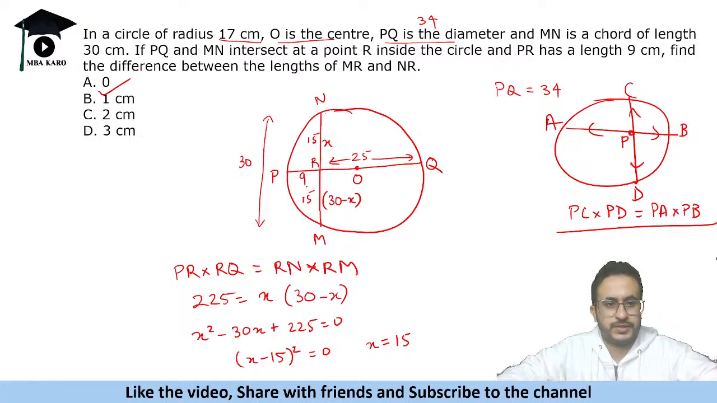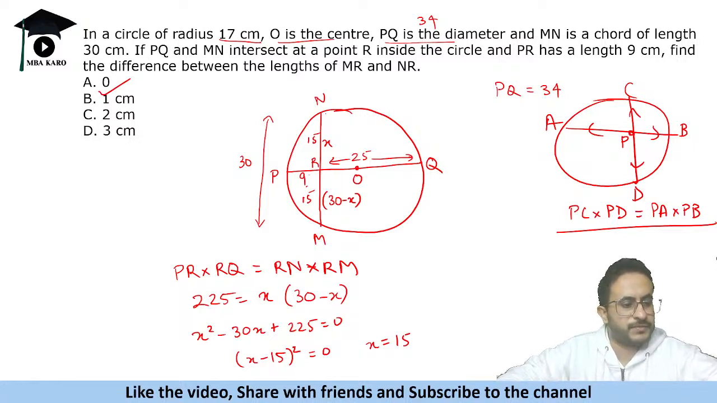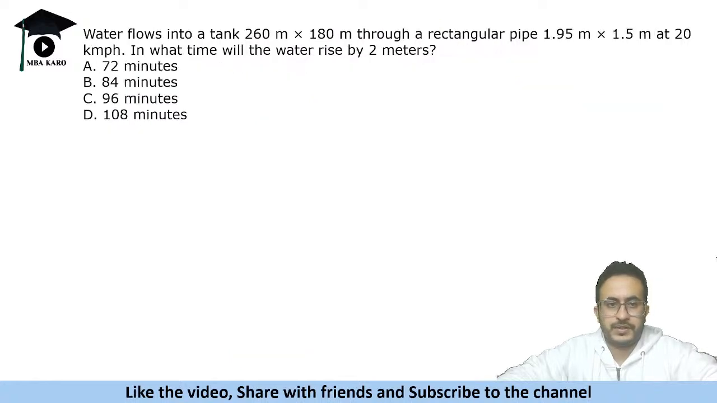Okay, so both secants, both these parts are 15. Okay, right answer. Let's see the next one.